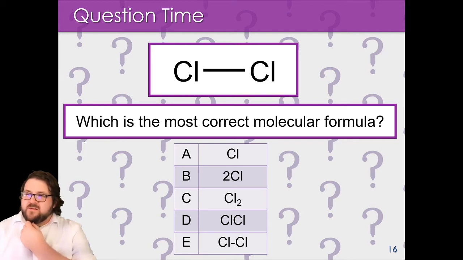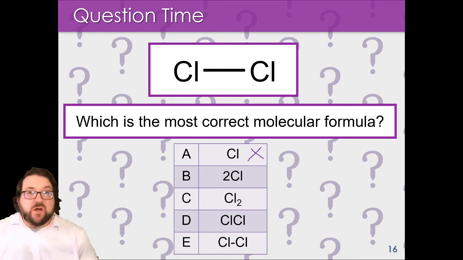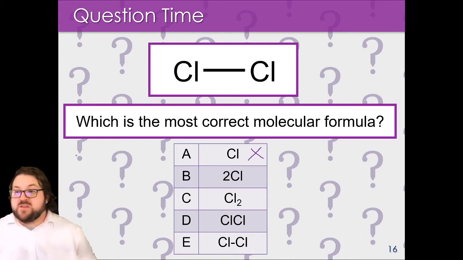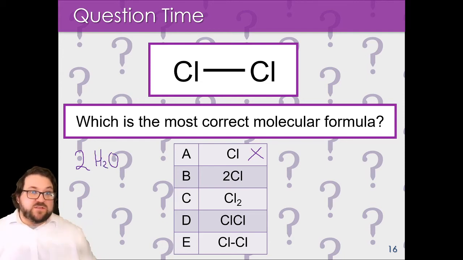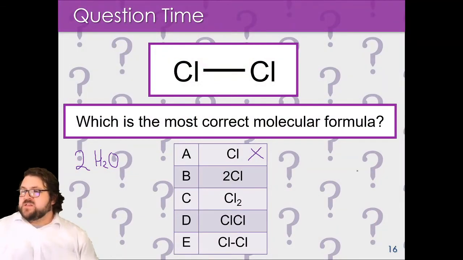Okay. So let's go through it. A here, Cl, is clearly wrong, because that only is one chlorine atom, and we very obviously have two chlorine atoms up there. 2Cl, now a big 2 in front of a number means that there are two of this whole unit that comes after it. So if I had two separate water molecules, I would write a big 2 and then H2O to say I've got two separate ones. So 2Cl is not correct, because that suggests two separate chlorine atoms just floating around all on their own, not attached to each other. So that one is also incorrect.